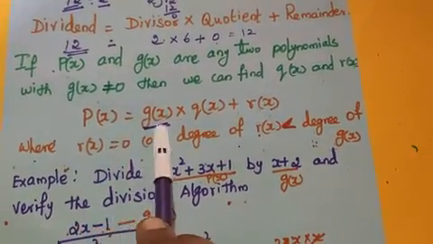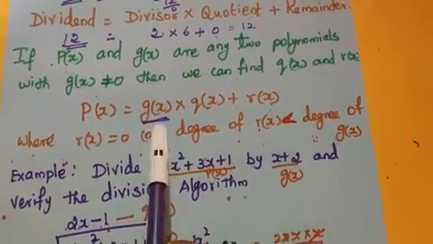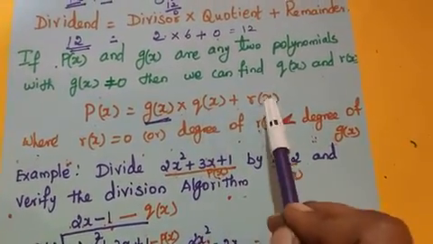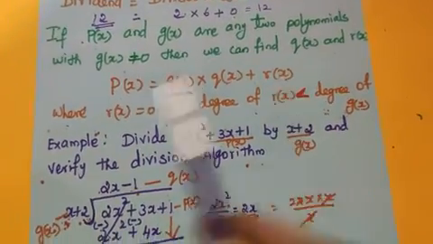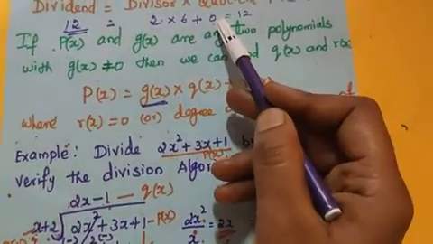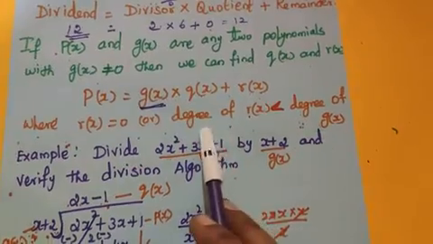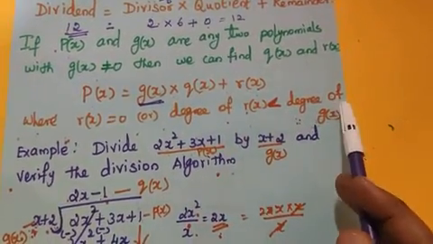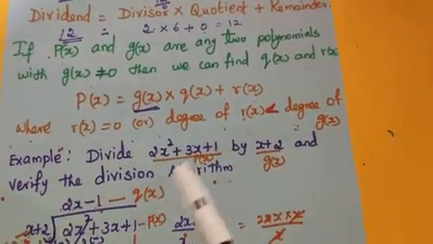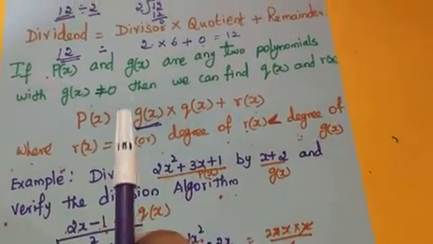P of x is equal to G of x multiplied by Q of x plus R of x, where G of x is the divisor, Q of x is the quotient and R of x is the remainder. Here R of x is equal to 0, as we got 0 here, or otherwise the degree of R of x is less than the degree of G of x. That means the remainder has a lower highest power than the divisor.